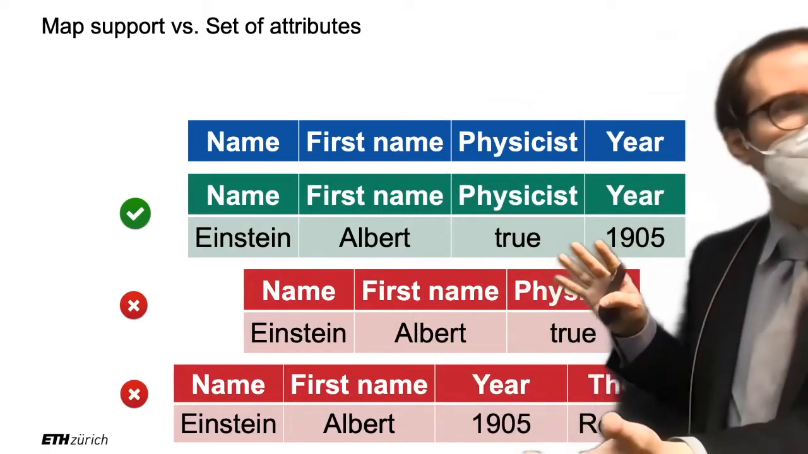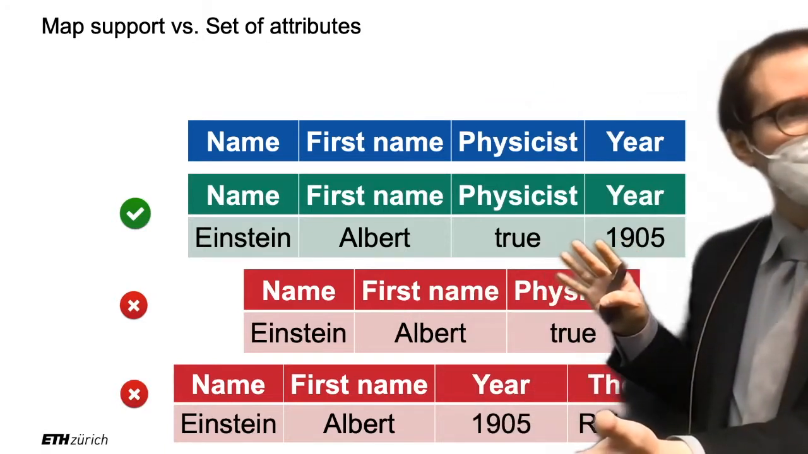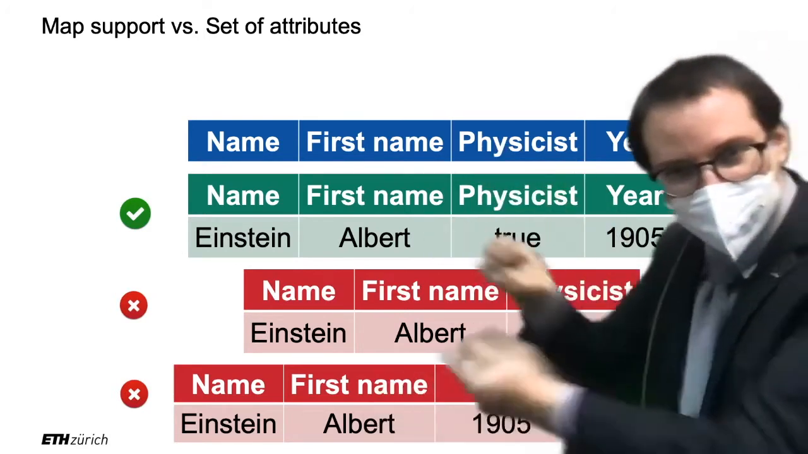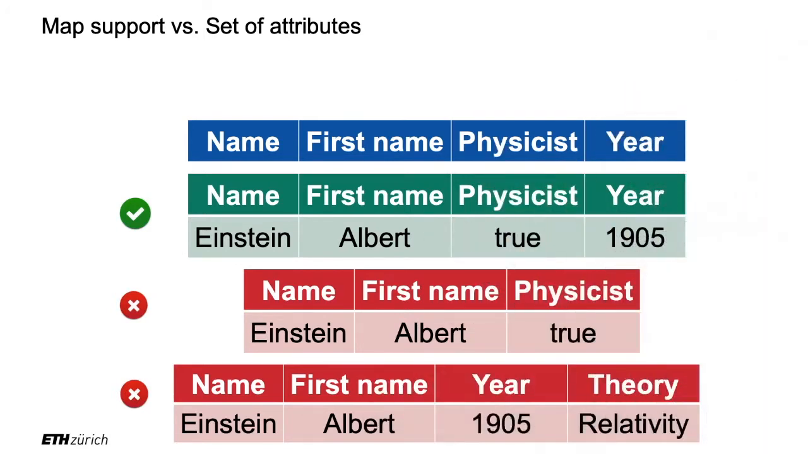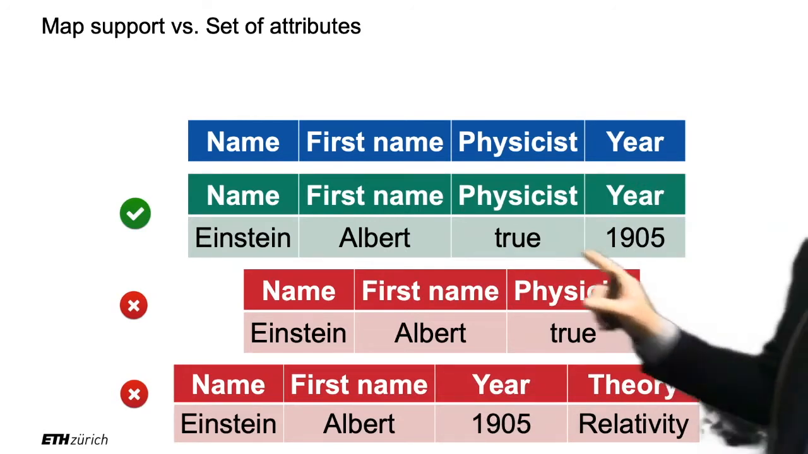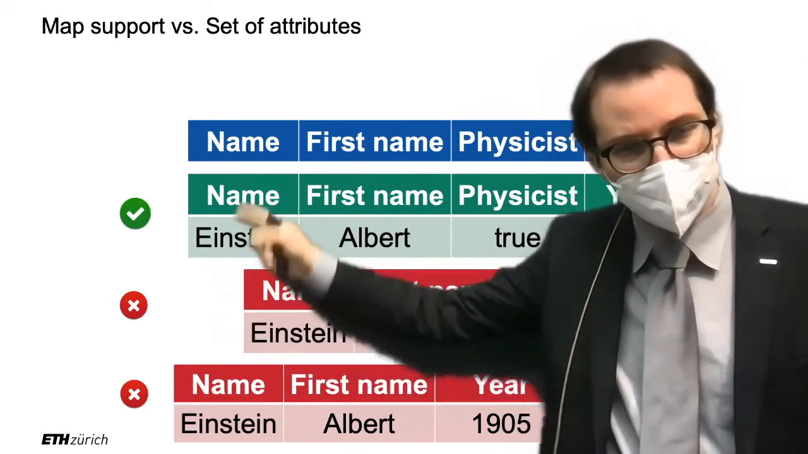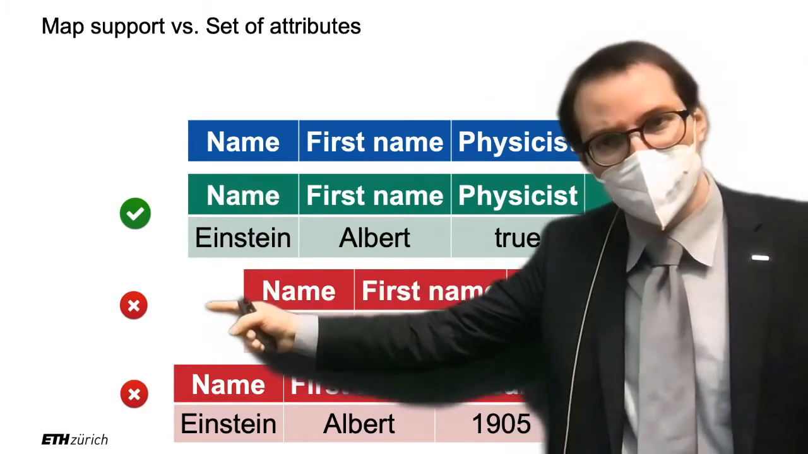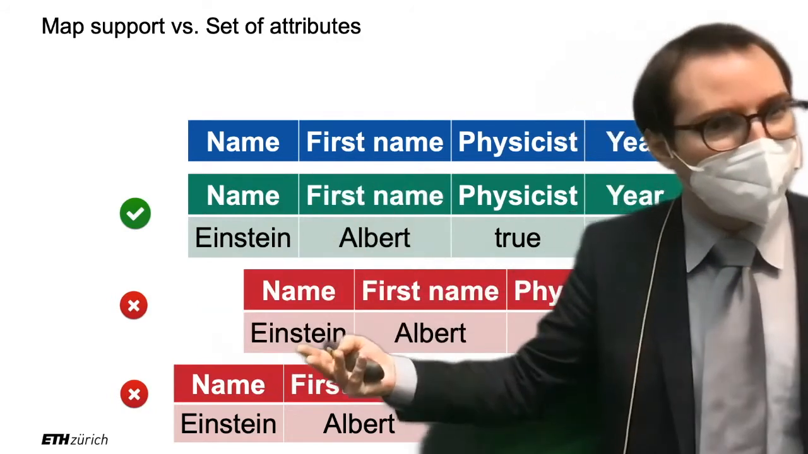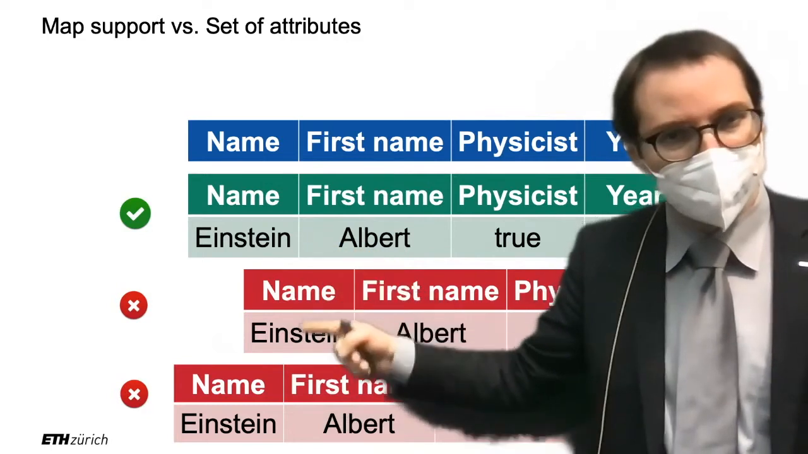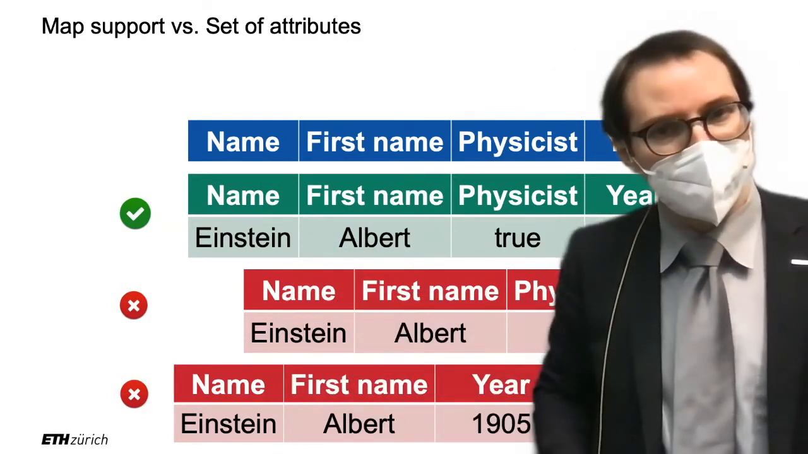Why? Why can't we paste that together as a table? Yes? Exactly. There doesn't need to be a map for all of the attributes. So not all attributes are mapped in the same way. Another way of putting it is these 3 records do not have the same support. They don't have the same headers.